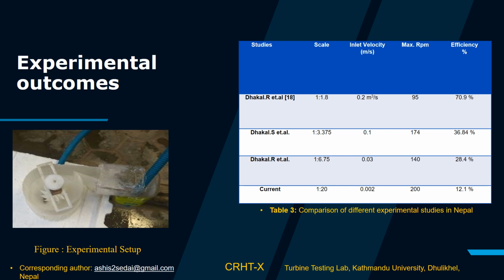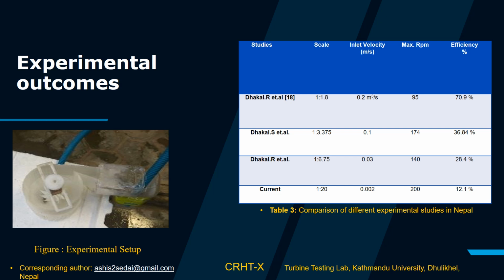And again by Dhakal, this time by Sata Dhakal, he performed the experiment at a scale of 1 to 3.375. He observed the inlet velocity of 0.1 meter per second and a maximum RPM of 174, and he observed the efficiency of 36.84%. And again by Rabin Dhakal, he did an experiment at 1 to 6.75 scale, and he observed inlet velocity of 0.03 meter per second and maximum RPM of 140 with efficiency of 28.4%.